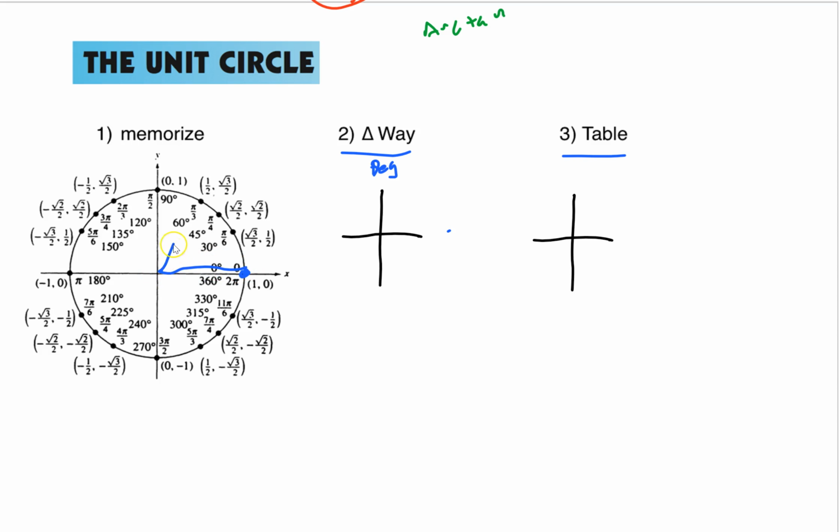So let's say we want to get 60. We'll go like that. It's going to be my 60-degree angle, so up from 0. If you want a negative angle, you go down. So you always start here.